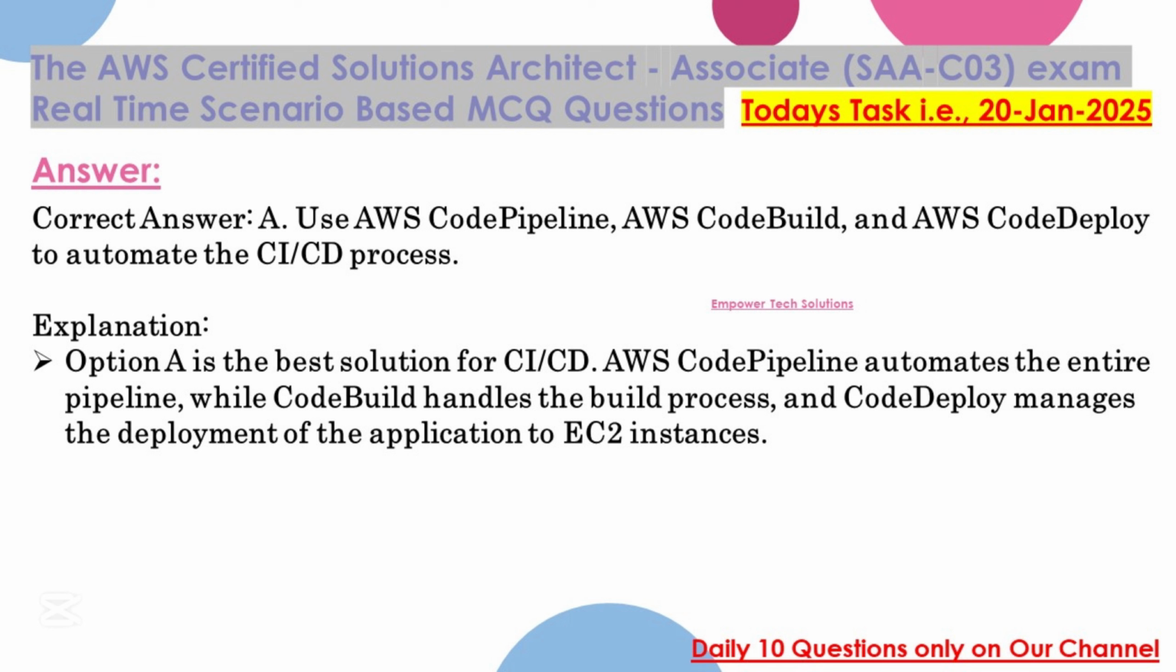Explanation: Option A is the best solution for CI/CD. AWS CodePipeline automates the entire pipeline, while CodeBuild handles the build process, and CodeDeploy manages the deployment of the application to EC2 instances.